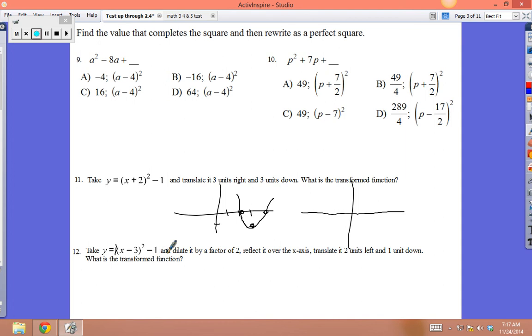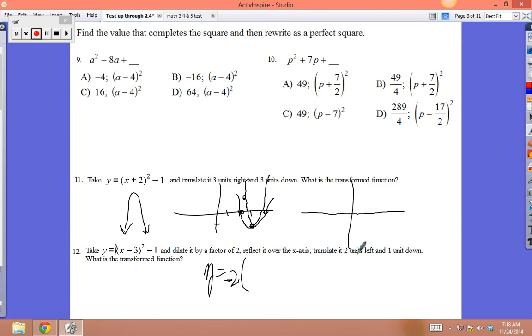Okay, now you need to dilate it by a factor of 2. So what that means is your slope is now going to be 2. So it's going to be y equals 2. So instead of going up 1 over 1, I'm going to go up 2 over 1. So it's going to make it a little steeper. Then you need to flip it over the x-axis. So instead of opening up, now it's going to open down. It's going to look like this. And that means that's got to be negative. The negative is what flips it over the x-axis.